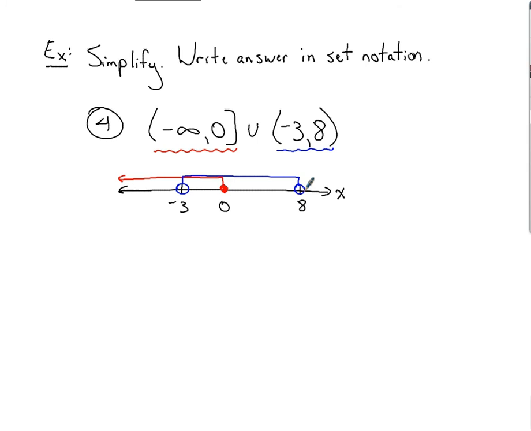We want the union. So the union means we want everything, right? All the stuff that overlaps between the two and everything else. So in this little section right here, this is all that overlaps between the two. But then this is another piece that we need to include. This is another piece that we need to include. Any idea what the set notation is going to be as our answer?